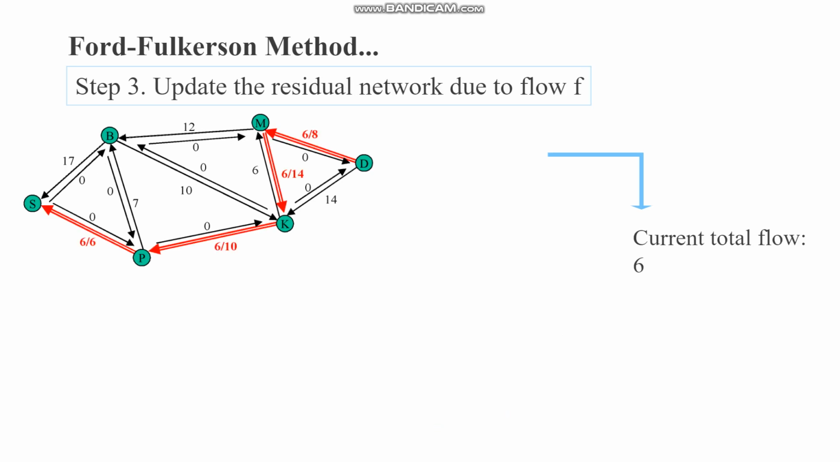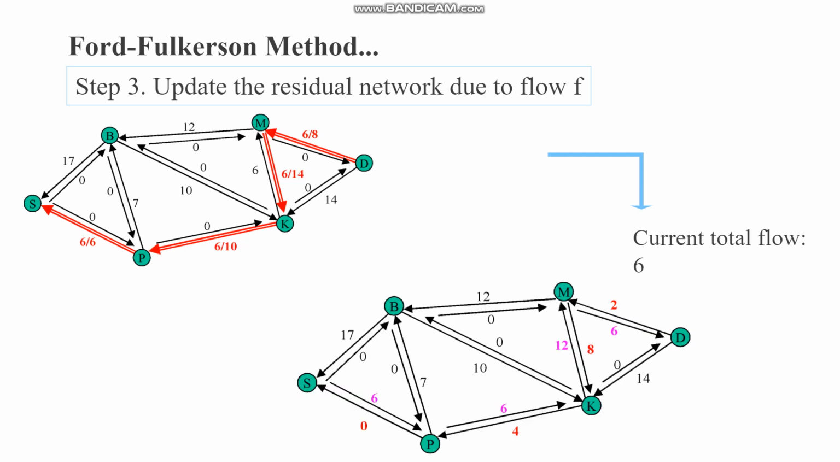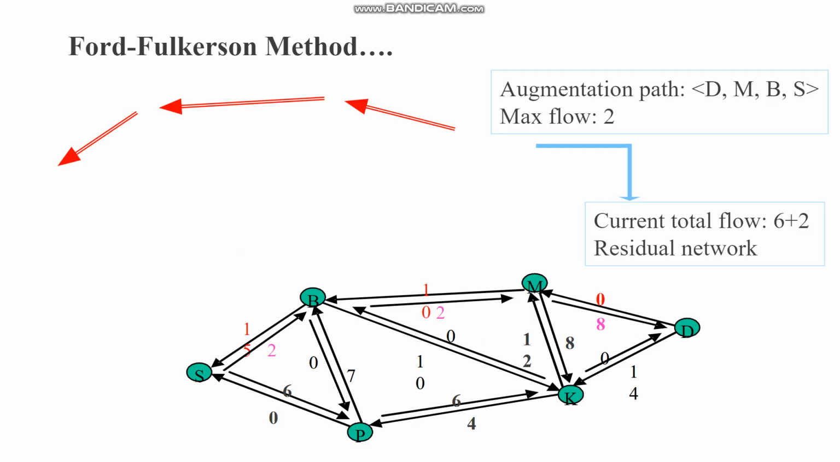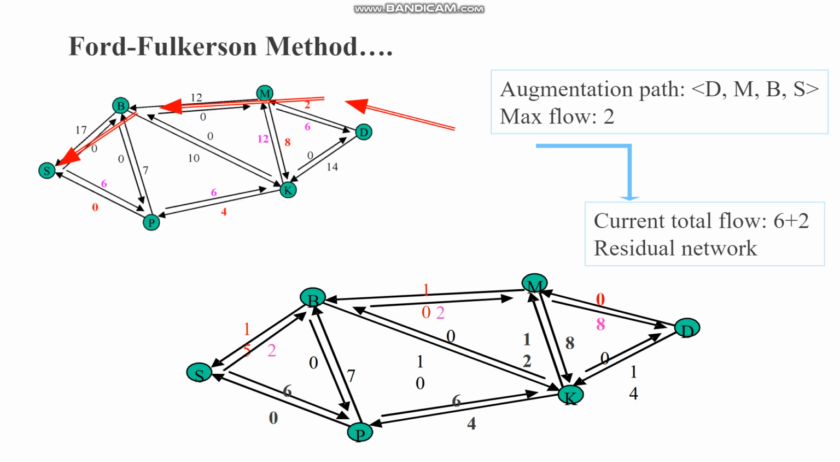After this we are going to update the residual network due to flow F. So currently we have a total flow of 6 and we update it. Then if we use some method on D M B S, our flow will equal 2 and the total flow will be 6 plus 2. So that's the Ford Fulkerson method.